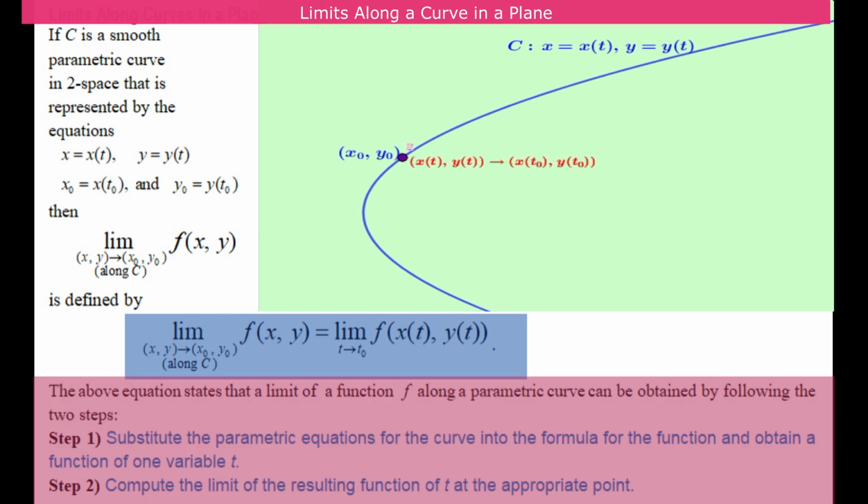The above equation states that a limit of a function f along a parametric curve can be obtained by the following two steps. Step 1. Substitute the parametric equations for the curve into the formula for the function and obtain a function of one variable t. Step 2. Compute the limit of the resulting function of t at the appropriate point. This is illustrated in the following example.